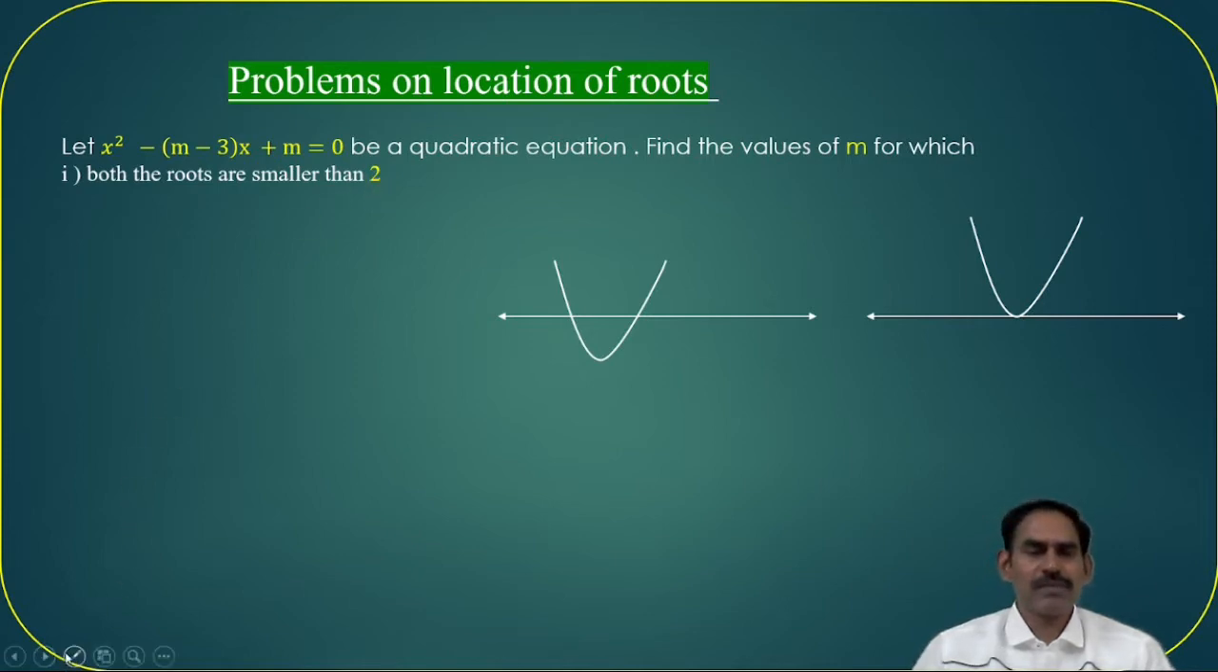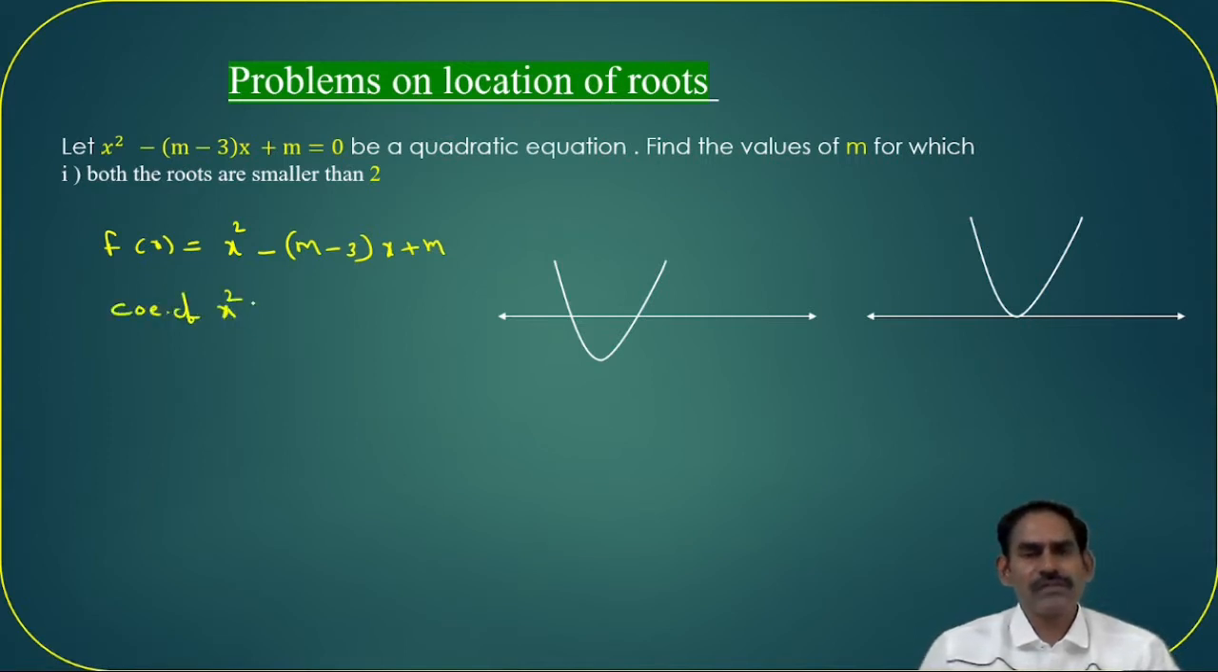First take the given expression as f of x. f of x equals x square minus (m minus 3) into x plus m. This is the given quadratic expression. Here the coefficient of x square, a, equals 1, which is positive. When the leading coefficient is positive, the parabola always opens upward. That's why we draw these two parabolas opening upward.